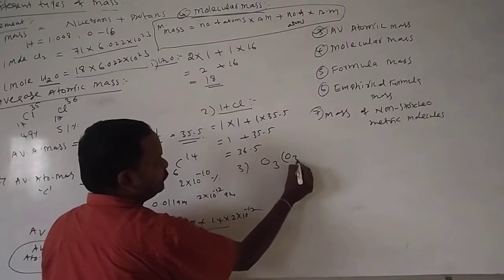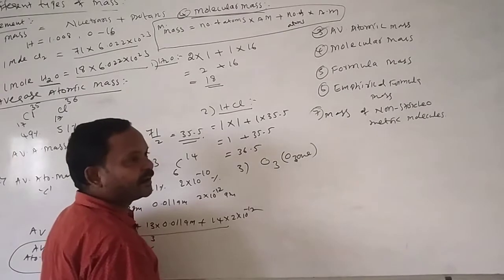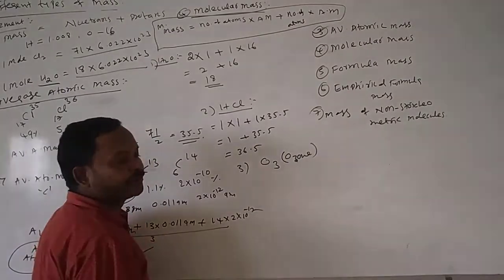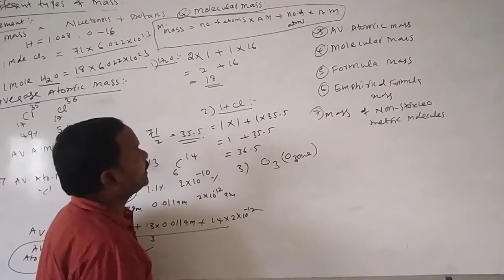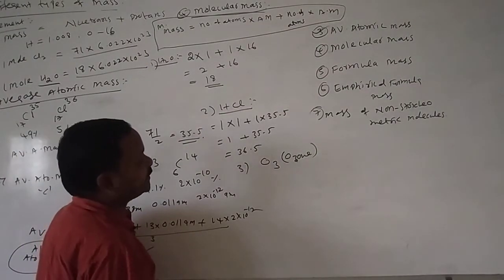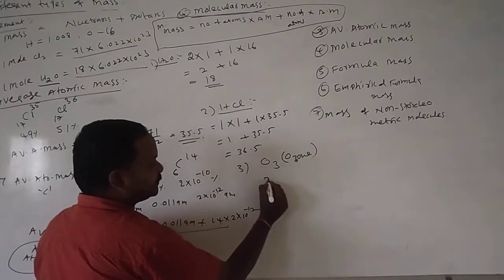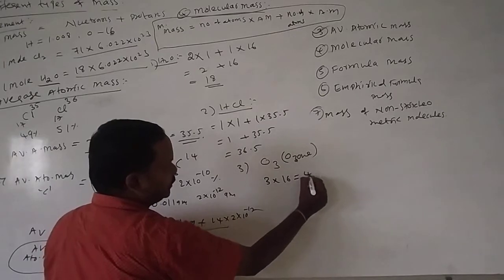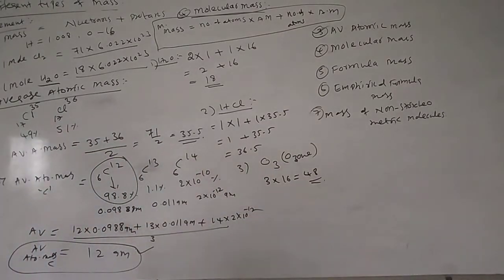Then you take sulfur dioxide or ozone. What is ozone? O3 we call ozone. This is also one type of molecule. What is the molecular mass of ozone? Here how many atoms are there? Only 3 atoms. 3 into 16 is equal to 48. This is about the calculation of molecular mass. By using that principle, we calculate the molecular mass.